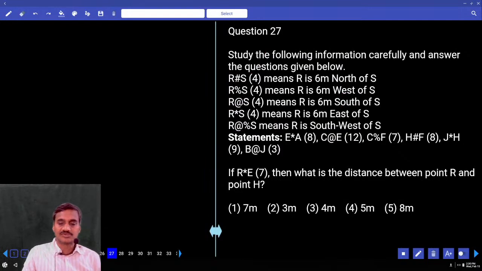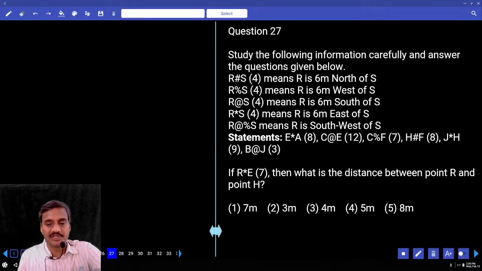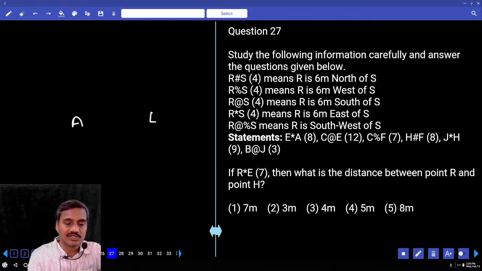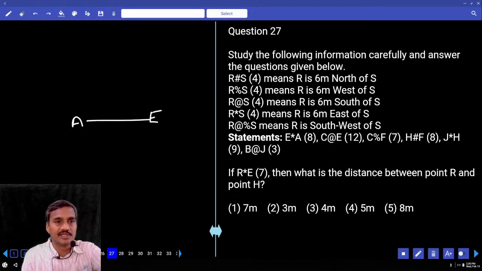Then next one, E star A. Star in Japan, E is to the east of A. A is here, E is here, and the distance between these two is how much? 10 meters. ఇక్కడ 4 ఉంటే 6 అవుతుంది. ఇక్కడ 8 ఉంది కాబట్టి 10 అవుతుంది.